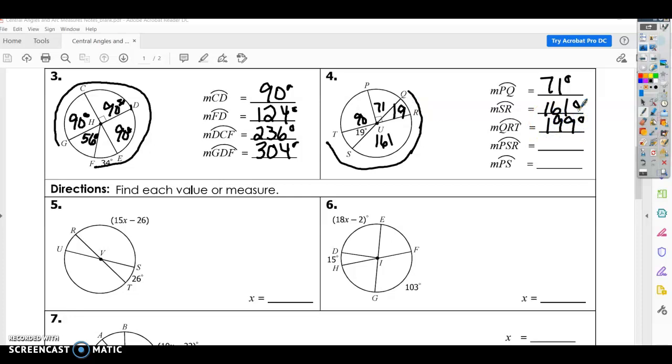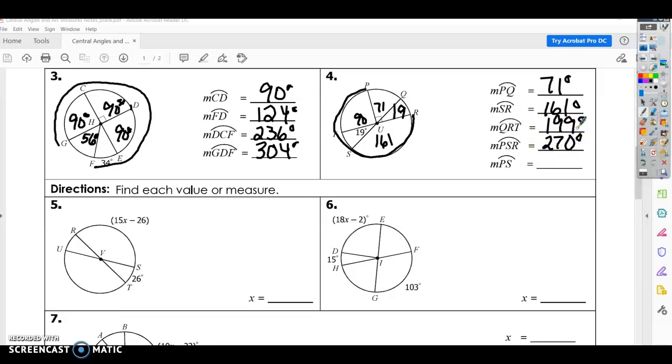All right, and then we have arc PSR. So PSR, it is a major arc. So it's everything but this 90 degrees. So it's everything but 90. So 360 minus 90 is 270 degrees.